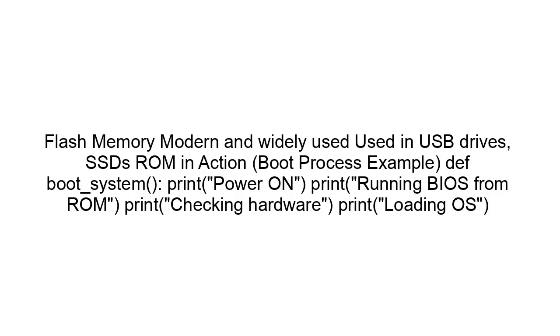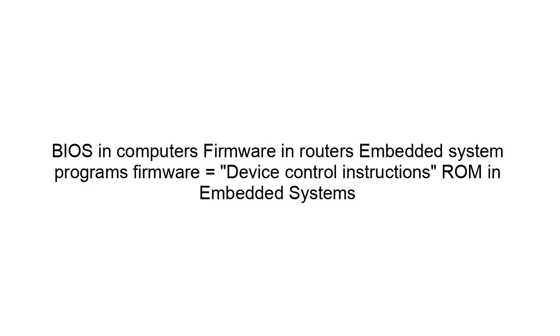ROM in action, boot process example. Def boot system: print power on; print running BIOS from ROM; print checking hardware. Boot system, firmware concept. Firmware is software stored in ROM. Examples: BIOS in computers, firmware in routers, embedded system programs, device control instructions.